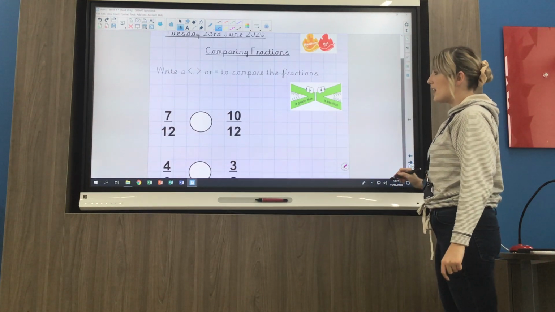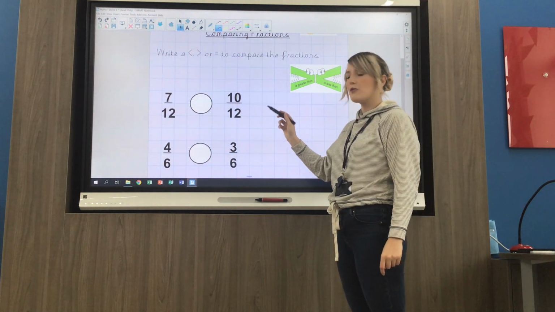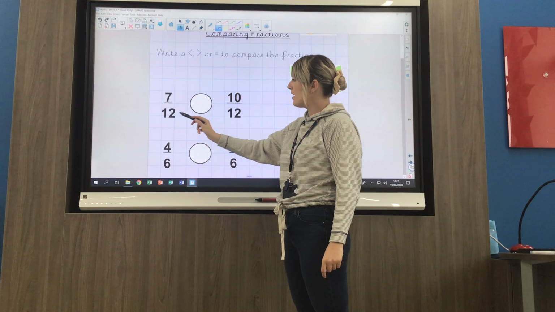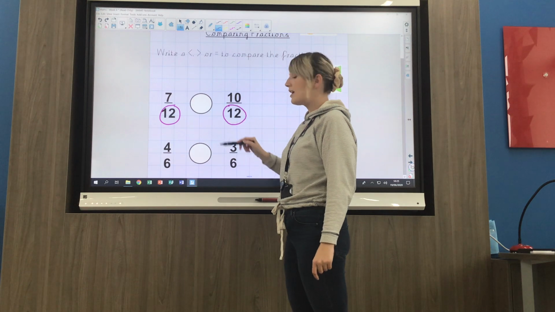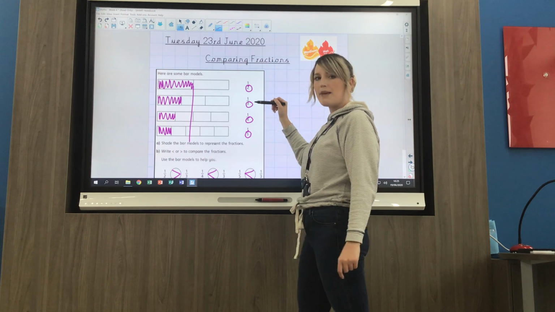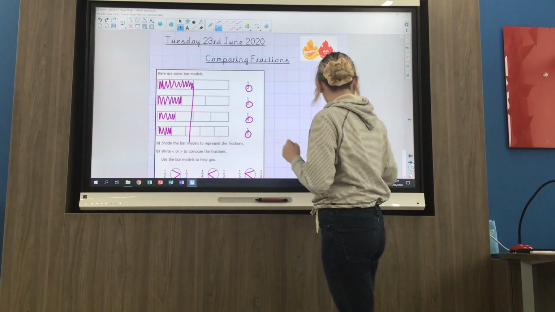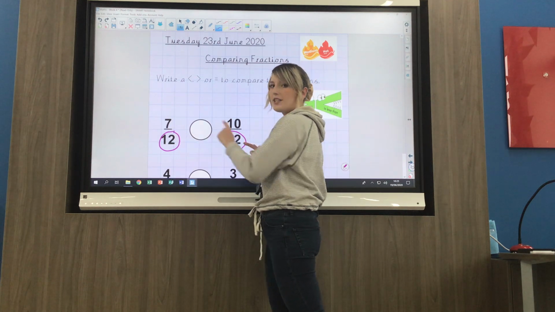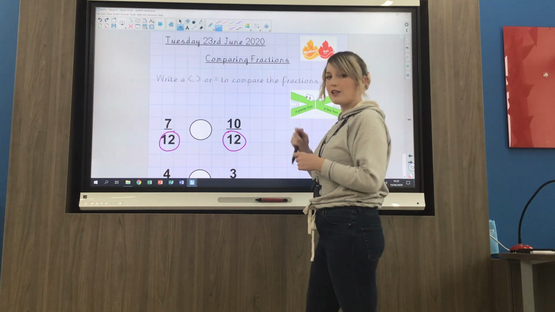So let's use that rule, but think about the numerators. So let's think we've got a pizza, and it's been split into 12 equal parts. Now when we think about the denominator, let's just skip back. As the denominator gets bigger, but our numerator is the same, the fraction gets smaller. Now with numerators, it's the opposite. If our denominators are the same, when our numerators get bigger, the fraction gets bigger.